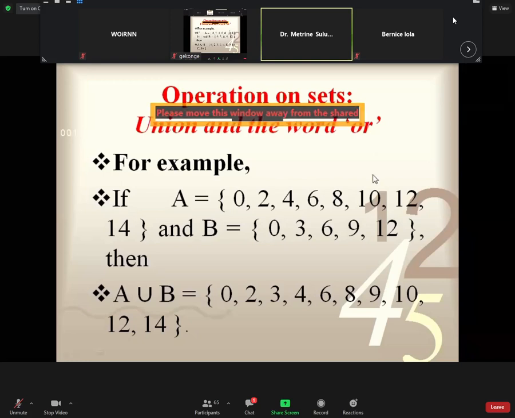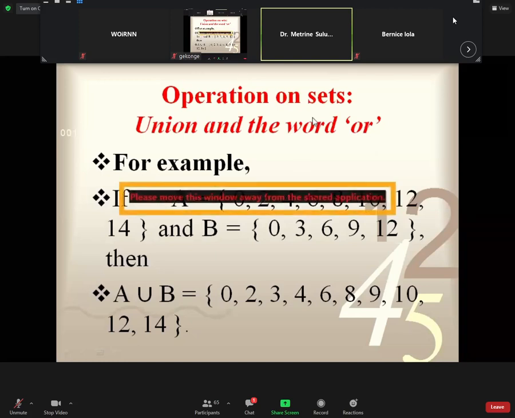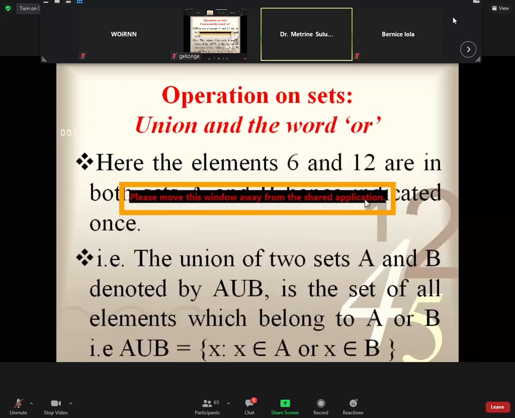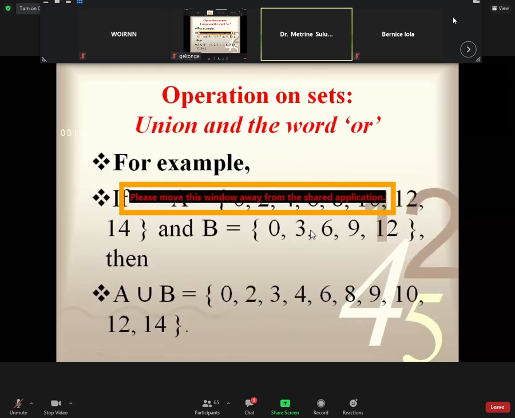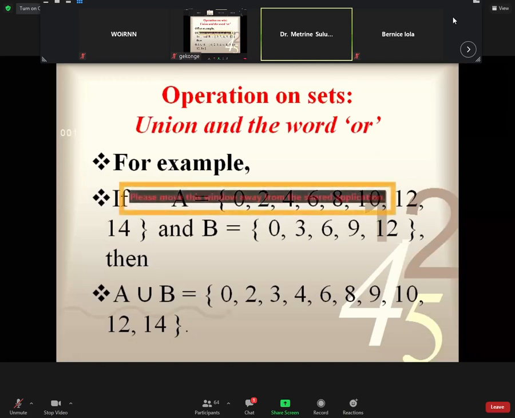Open the brackets: 0, 2, 4, 6, 8, 10, 12, 14. Those are the elements of set A. Then close the brackets. Set B is equal to 0, 3, 6, 9, 12. Close the brackets. I want you to write A union B.